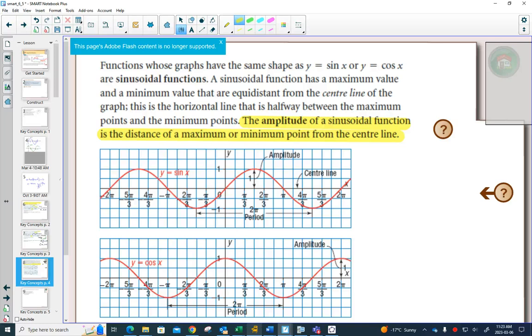Here's the fun word for the day. Sine and cosine graphs are called sinusoidals. Sounds like some sort of nasal infection that you would get from COVID, but no. The new word of the day, sinusoidals. Kind of has a nice ring.